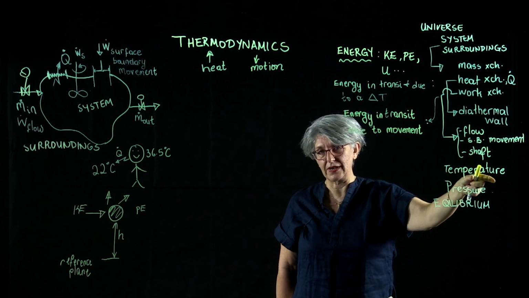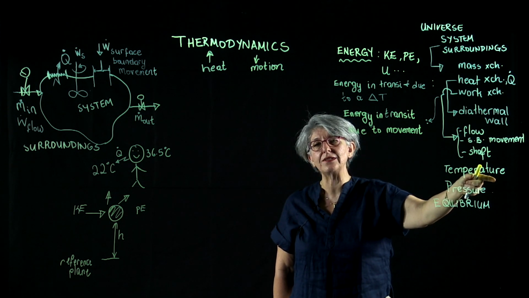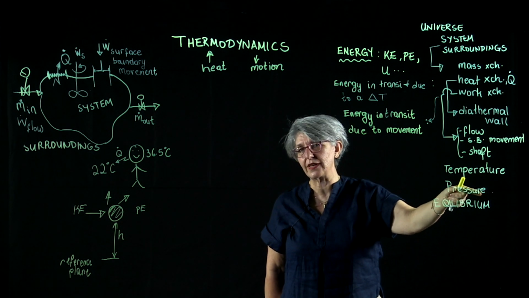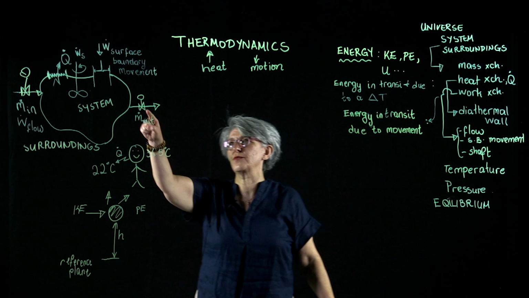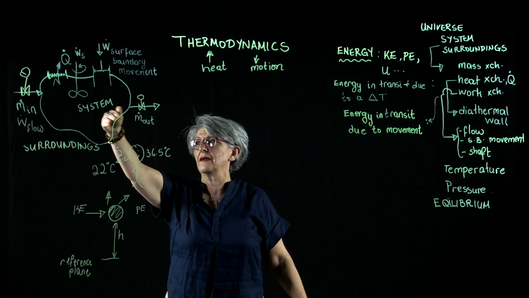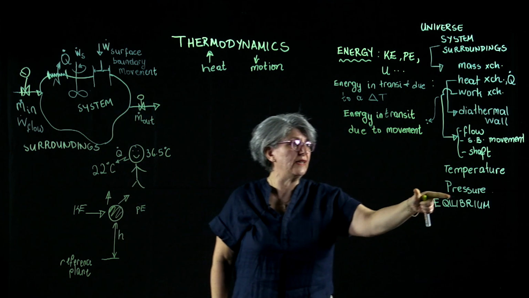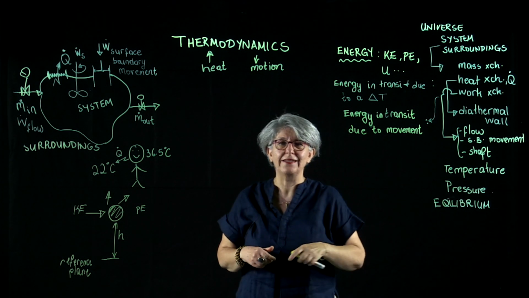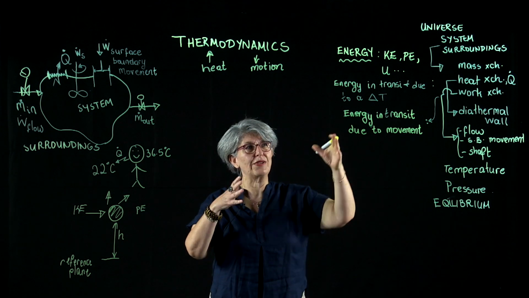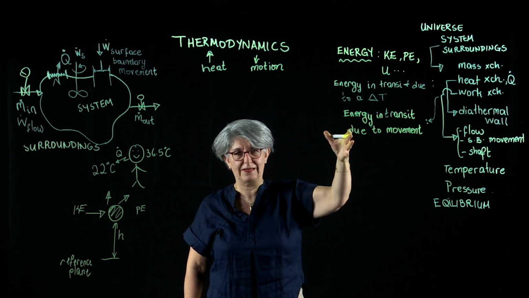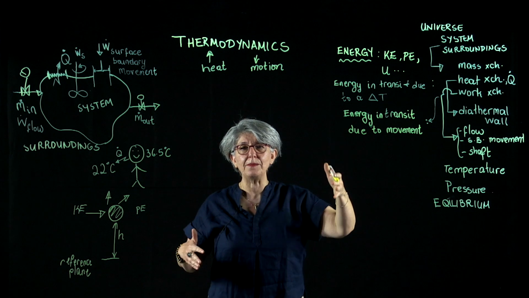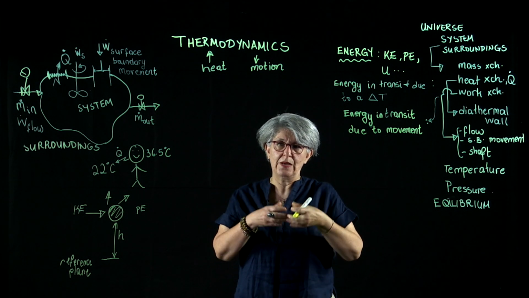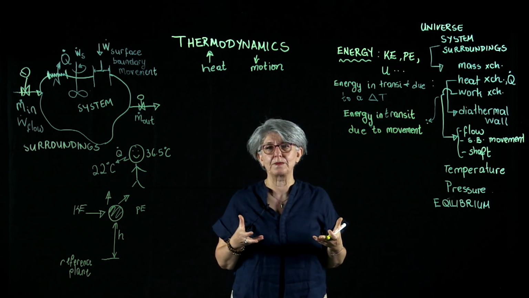We need a temperature gradient for heat exchange. For some aspects of work exchange, such as surface boundary movement or flow work, we need pressure gradients. And those energies in transit help the system reach equilibrium with its environment.